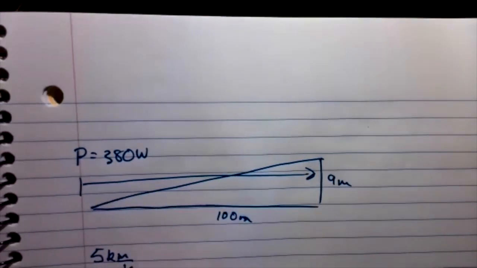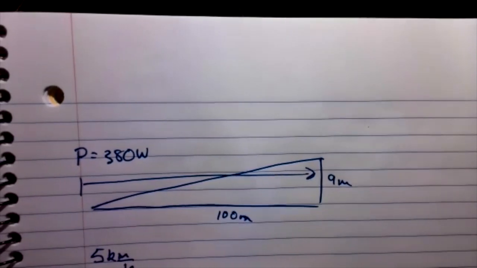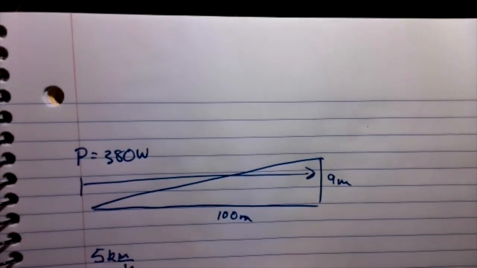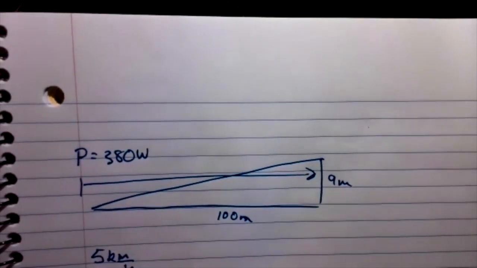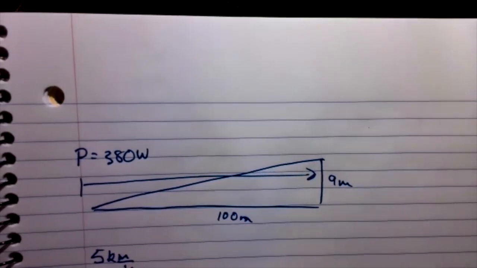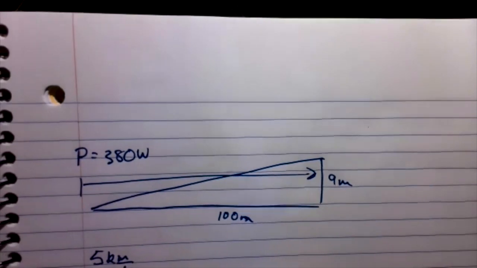Okay, so their total power is going to equal 380 watts plus 4 times mg times delta y divided by delta t. Okay, so what is this part here? M times g times delta y. Where does that part come from?